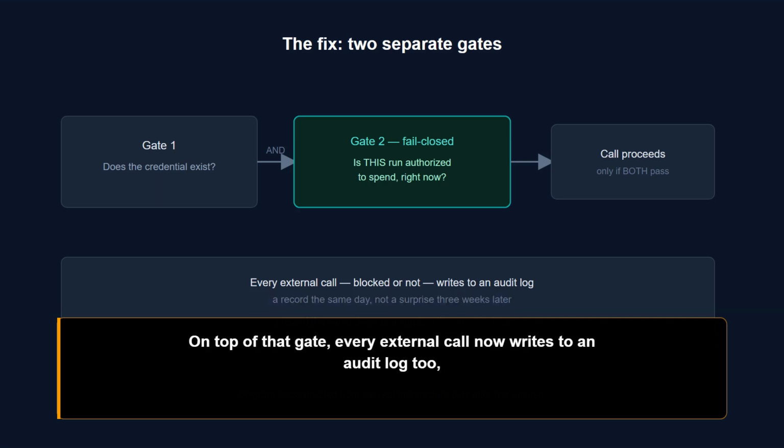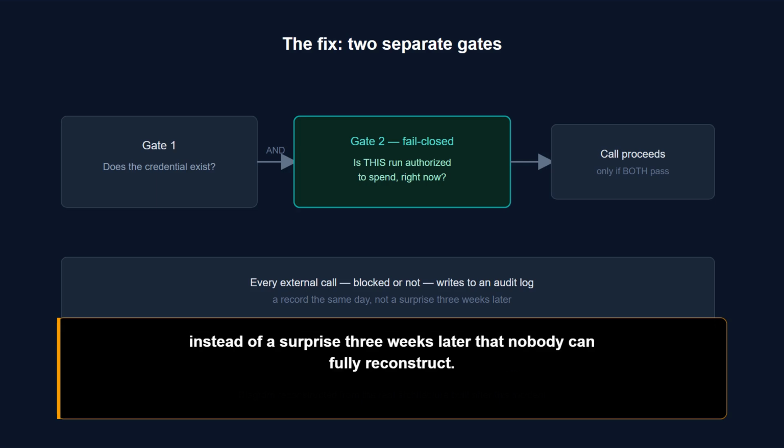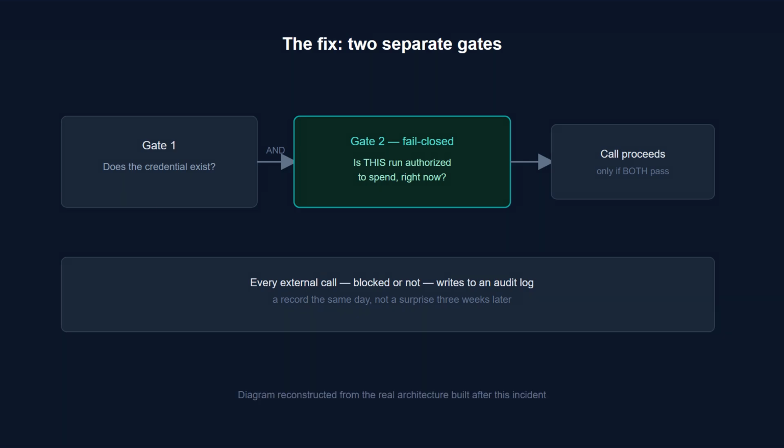On top of that gate, every external call now writes to an audit log too. Not just the ones that get blocked, all of them, so if it ever happens again, there's a record the same day, with the exact time, the exact call, and which run triggered it, instead of a surprise 3 weeks later that nobody can fully reconstruct.